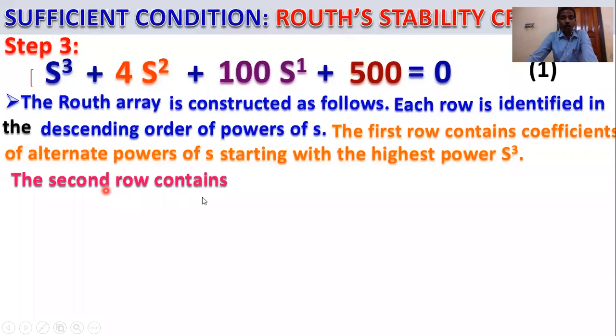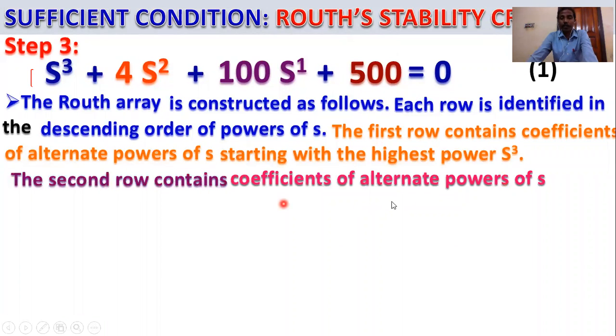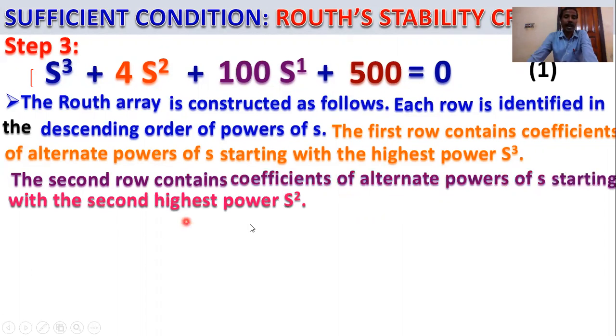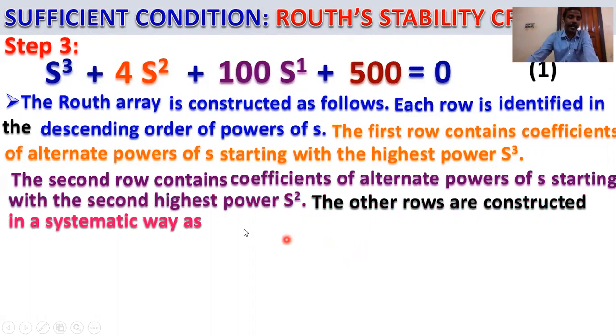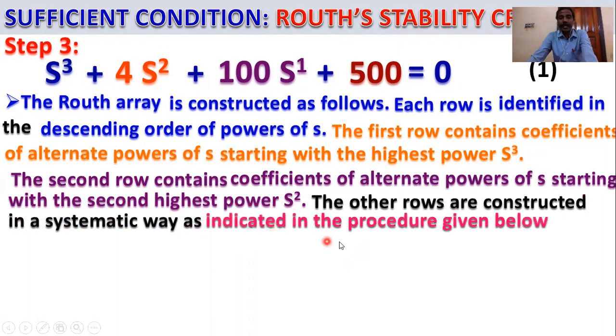And the second row contains coefficients of alternate powers of S, starting with the second highest power, S square. In this case, the second highest power is S square and the coefficient is 4. Then the other rows are constructed in a systematic way as indicated in the procedure given below.